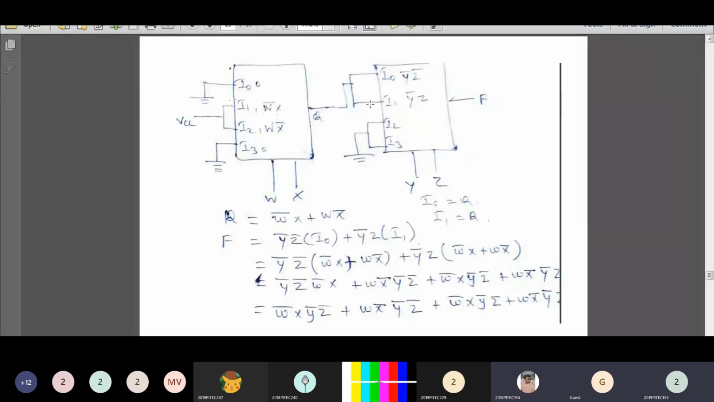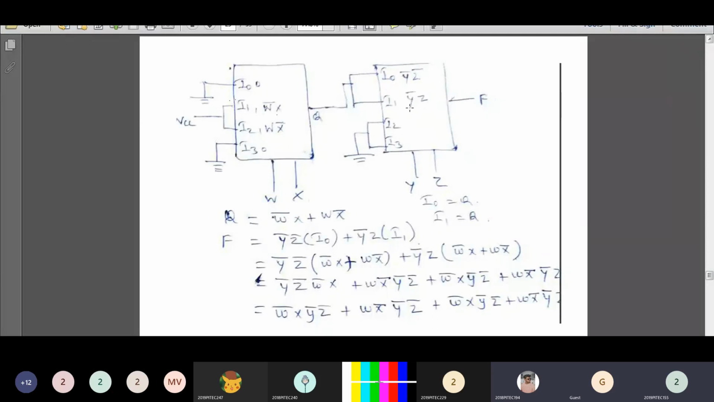That is connected to the input of the second multiplexer, I0 and I1. So your I0 and I1 value will be Q only. Look at the second multiplexer, second 4 cross 1 mux. I2 and I3 are connected to ground. So the logic value is 0. So no need to consider I2 and I3 while writing your final expression. Now you have to consider I0 and I1 only.